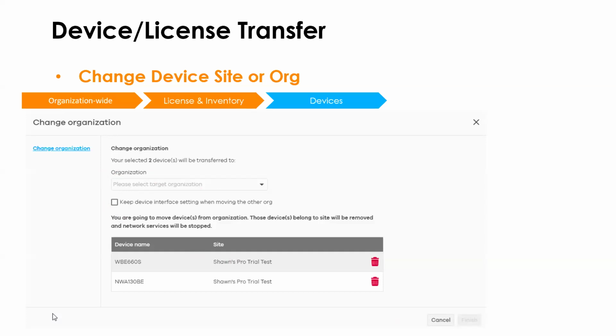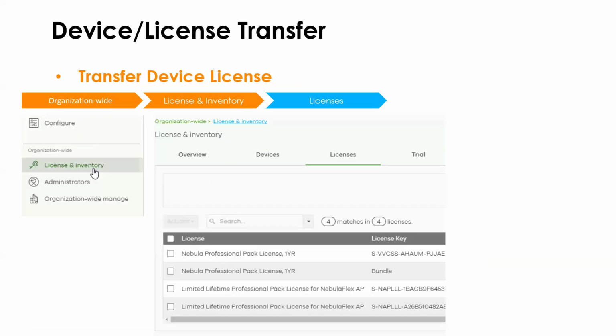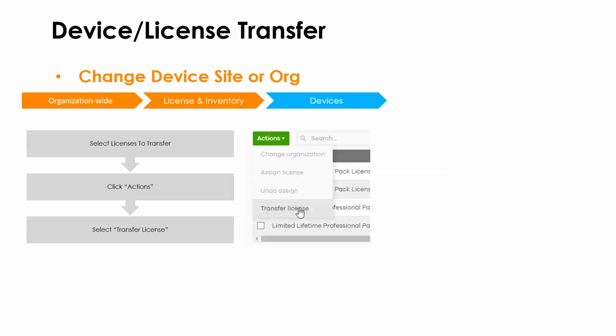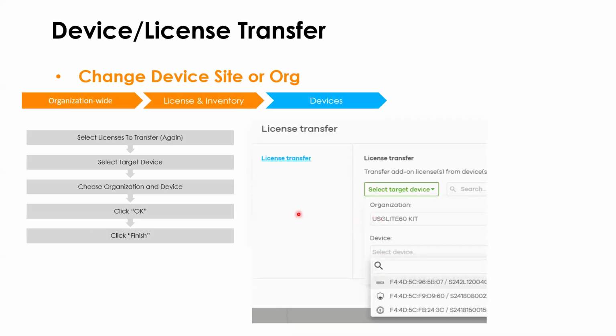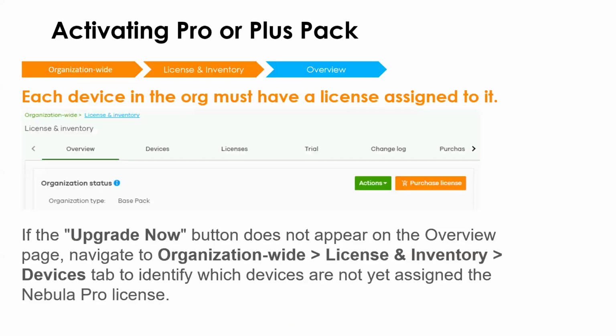We also have the ability to do this for licenses using basically the same process. Instead of using the devices tab, you go into the licenses tab. It will show you all of your current licenses active and stored. And you do the same basic thing. You use the checkboxes to select the ones you want to transfer. You go to actions and transfer license. It will pop up here and you will choose the organization you want to transfer it to. You will choose the device you want to transfer the licenses to, and you'll basically just go through and do it.